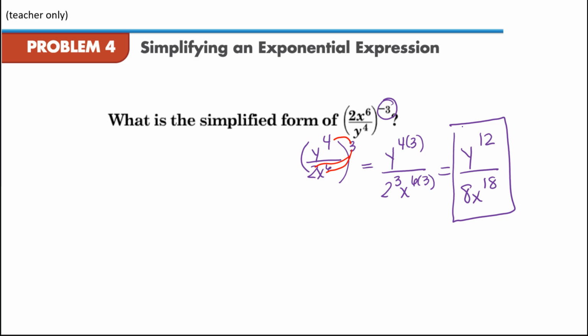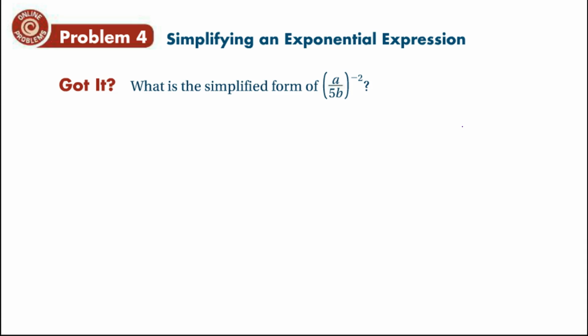Let's go ahead and take a look at your problem in the book. What is the simplified form of a divided by 5b, to the negative 2nd? Again, we have that negative exponent, so we're going to invert. So that's 5b over a squared.